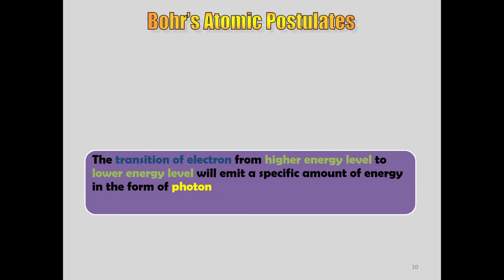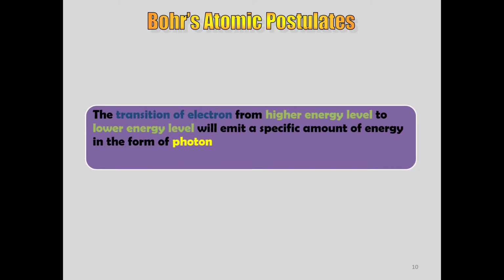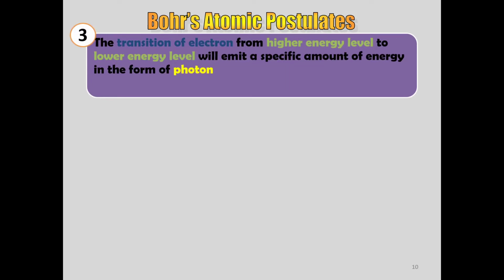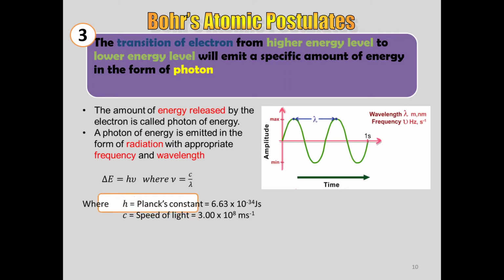Bohr's atomic postulate number three: the transition of an electron from a higher energy level to a lower energy level will emit a specific amount of energy in the form of photons. If you want to know, later in uni when you study chemistry, there's another branch of chemistry called lasers.